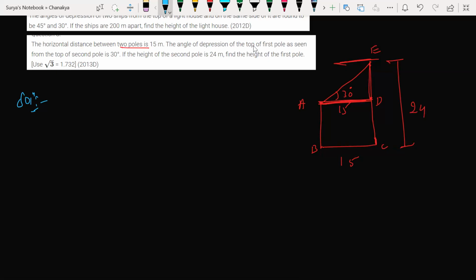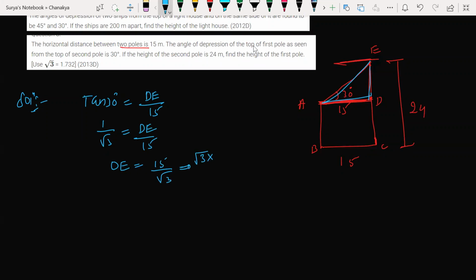So if I observe this triangle, what is tan theta? Opposite, base I have, I mean adjacent I have. So can we use tan 30? Tan 30 is what? Opposite by adjacent. So DE divided by 15. So 1 by root 3 is equal to DE by 15. So DE is equal to 15 by root 3. So 15 by root 3 can be written as what? 3 into root 3 into root 3 into 5. Am I correct? So 5 root 3. Can I write? Yes.